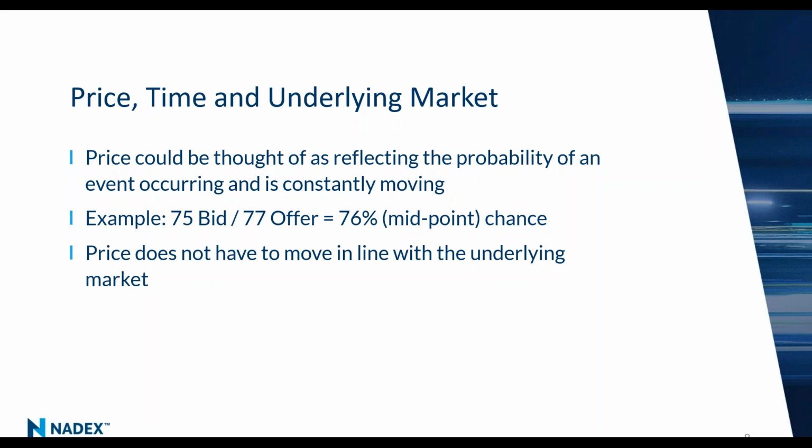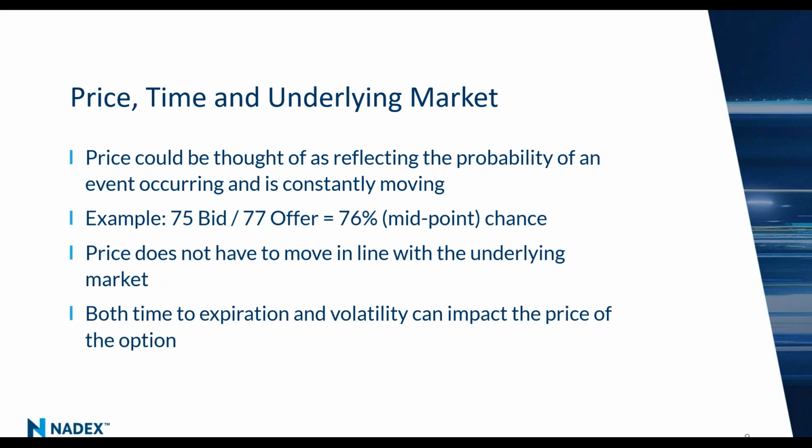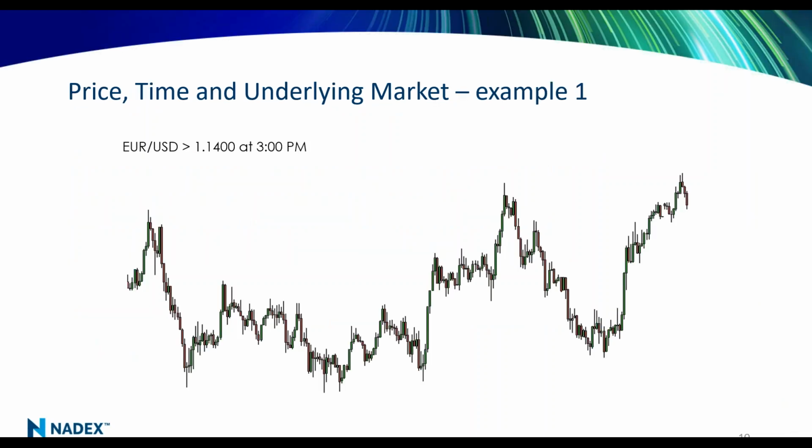Now, the price of the contract doesn't have to move perfectly in sync with the underlying. It's not going to be, hey, the underlying ticked up, so the price is going to move exactly that amount. The price of the binary option will fluctuate based on time to expiration, volatility, and other people's expectations for what might happen. So just be aware of that: time to expiration and volatility will impact the price of the binary option. So let's look at that on a chart.